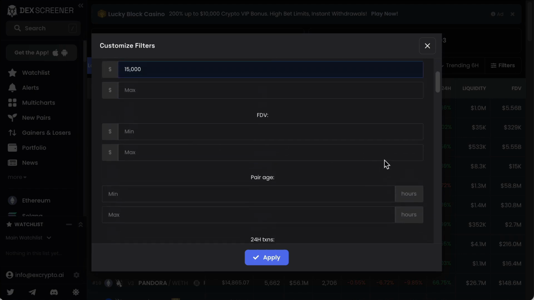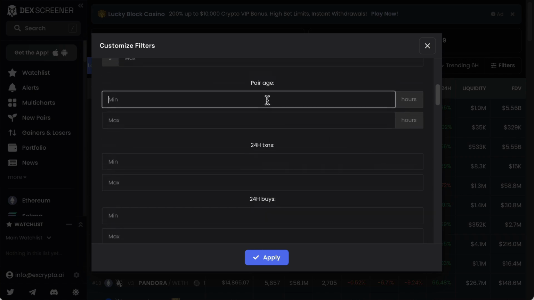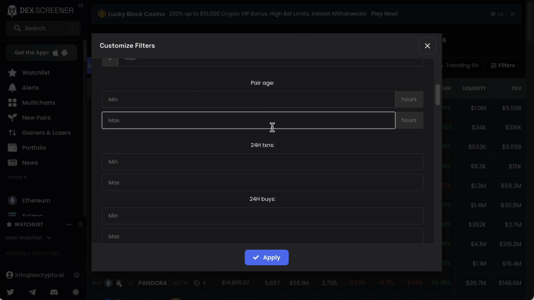Don't want to worry about market cap or anything right now. It's more the liquidity we're worried about in terms of buying and selling transactions. And the pair age, we can put maximum here, 24 hours. So that should be fine.